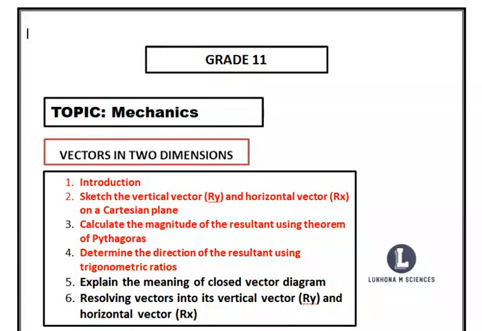Hello grade 11s. We are on video number 3 of the vectors in 2 dimensions. In the previous video we were calculating the magnitude of the resultant and the direction using trig ratios.